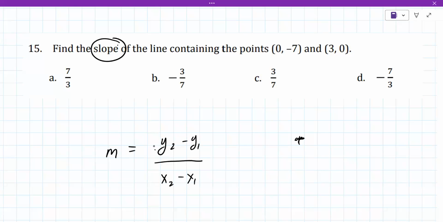Good. This is a good place to ask your instructor, are you going to have an equation sheet, a reference sheet, a cheat sheet on the test? It'd be nice to know, because then it tells you whether you need to memorize this or not. So up here, it's x1, y1, and x2, y2. You want to give that a try, please?